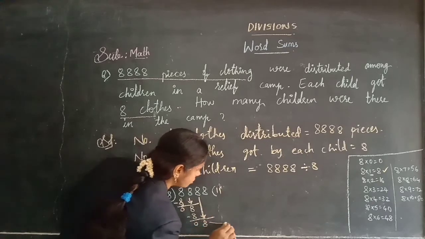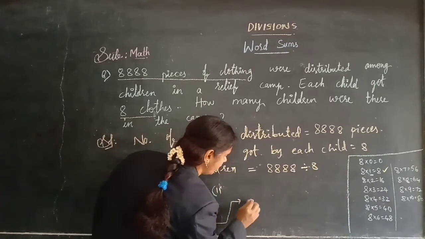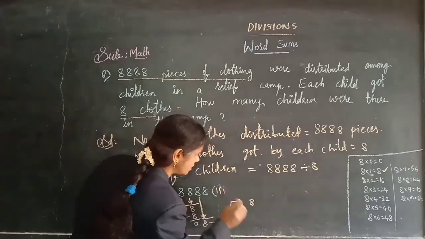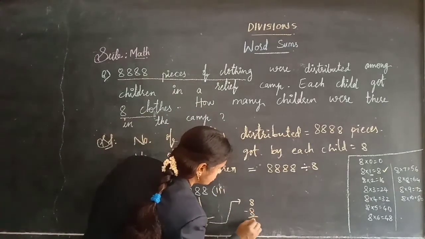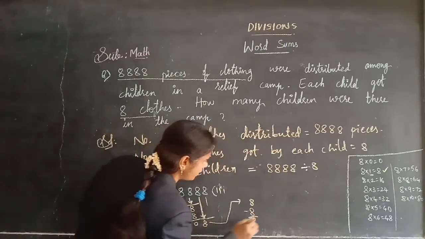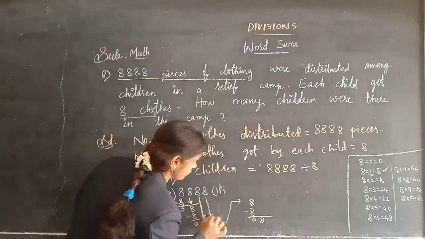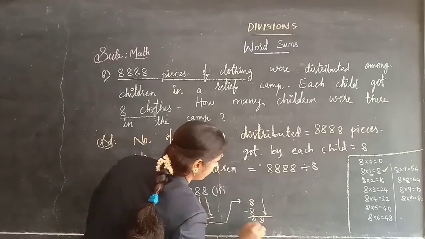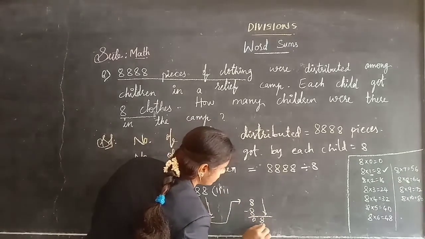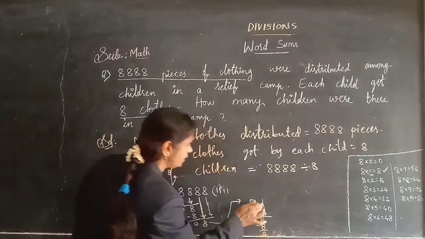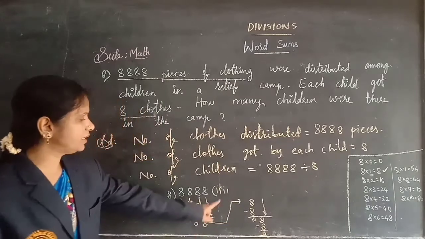Your place is not there, children. I am taking here 8. So again 8 ones are 8. So 0. And next digit I am bringing down, children. Last digit here. Again 8 ones are 8. So we have completed all the digits. So what will be the answer here?